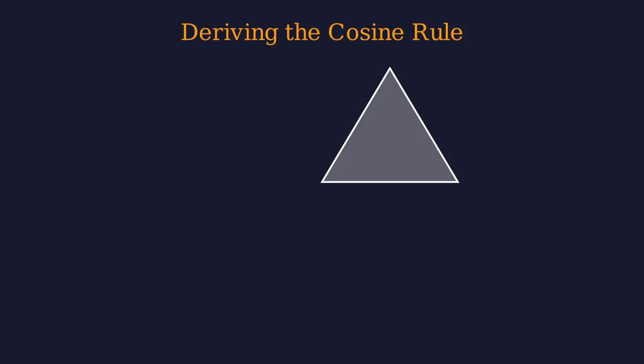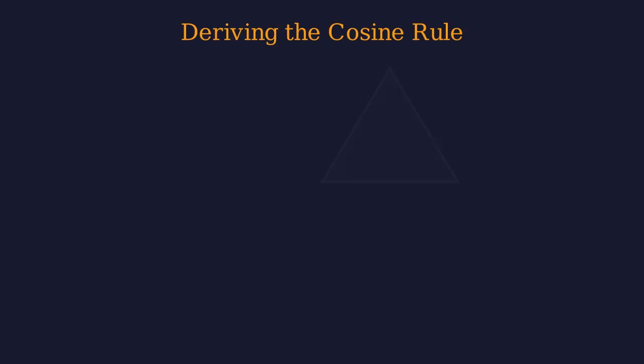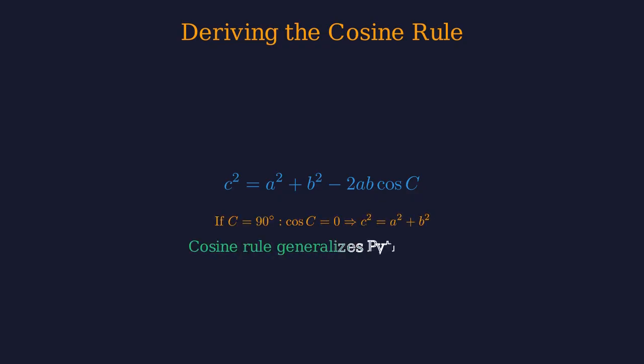Put the triangle on the page with angle C between sides a and b. Drop a perpendicular from one end and use Pythagoras in the smaller right triangle. After a little algebra, you get c squared equals a squared plus b squared minus 2ab cos C. This is just Pythagoras with a correction term that involves cos C. When the angle C is 90 degrees, cos C is 0 and we return to Pythagoras.